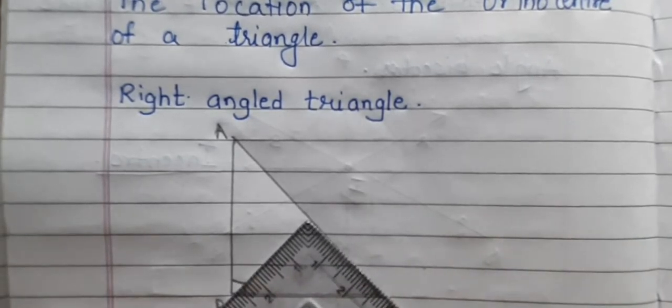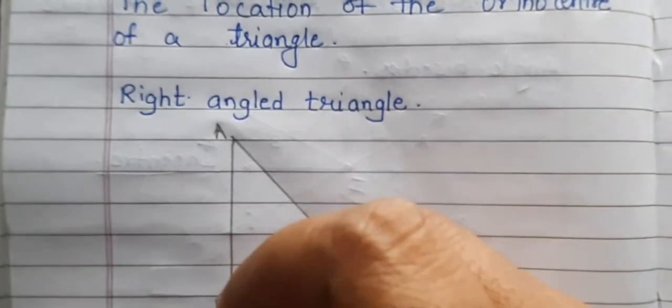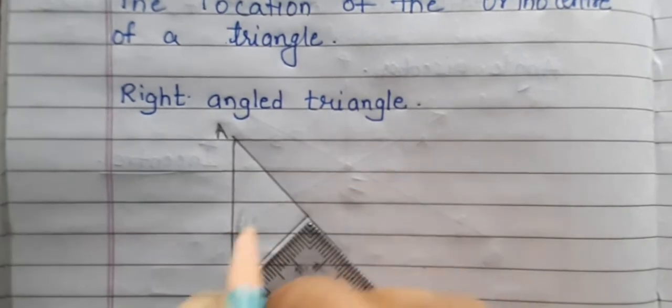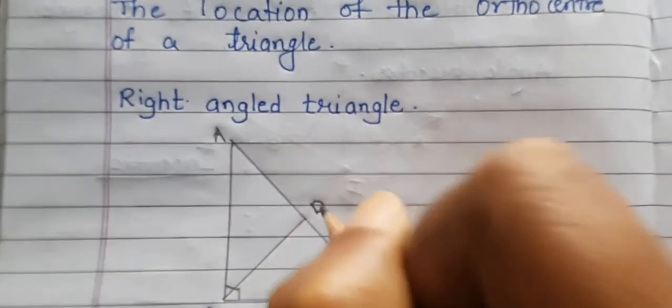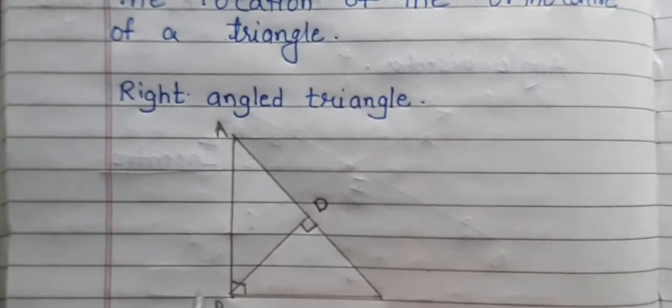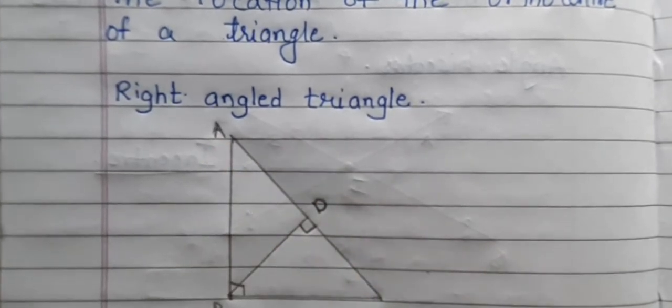If I draw the altitude of AC, just see the position of how I have kept my set square. You have to keep it the same way for a right angle triangle. Now here I am drawing. I'll name this point D. It is perpendicular over here. So BD is meeting at point B, BC is meeting at point B and AB is at point B. All three are meeting at point B. So this point B is the orthocenter of the right angle triangle ABC.